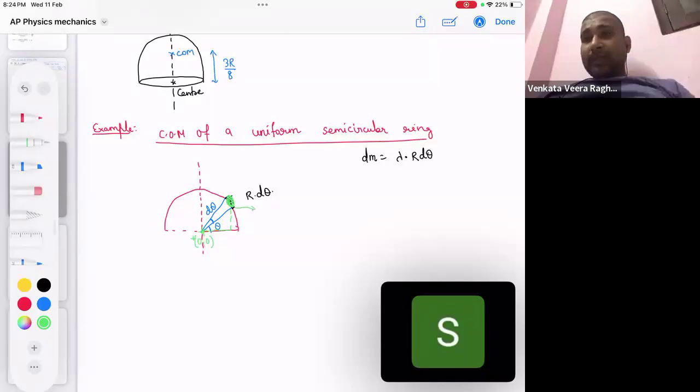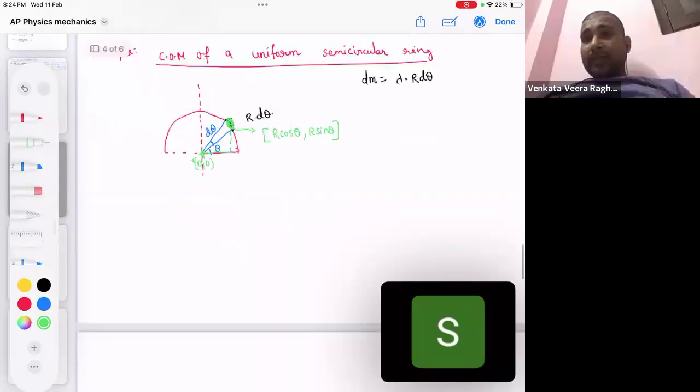If you write the coordinate of this one, the x coordinate is going to be r cos theta, r sin theta, isn't it? Check it. X coordinate is what? R cos theta. Y coordinate is r sin theta. So if you want to calculate xcm, what will you do? Integration of dm into x.